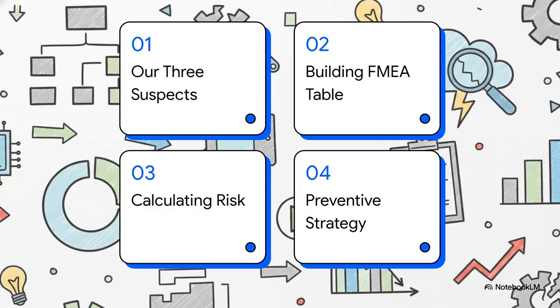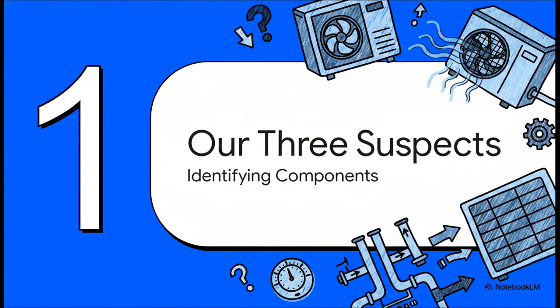To solve this mystery, here is our roadmap. First, meeting our 3 suspects. Second, building the FMEA table. Third, calculating risk. And fourth, developing a preventative maintenance strategy. Let's jump into Section 1, meeting our 3 suspects.